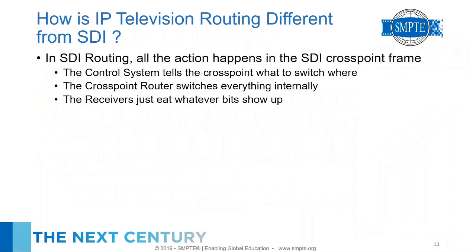Now, IP routing is different than SDI routing, right? Because in SDI routing, you have a big crosspoint matrix and all the action happens in that crosspoint. So the control system tells the crosspoint what to switch, the crosspoint does it, and the receivers are just at the end of the wire. They eat whatever bits show up. And so that's the SDI world. We've lived in it for years. It had an elegant simplicity that the receivers could be quite dumb.